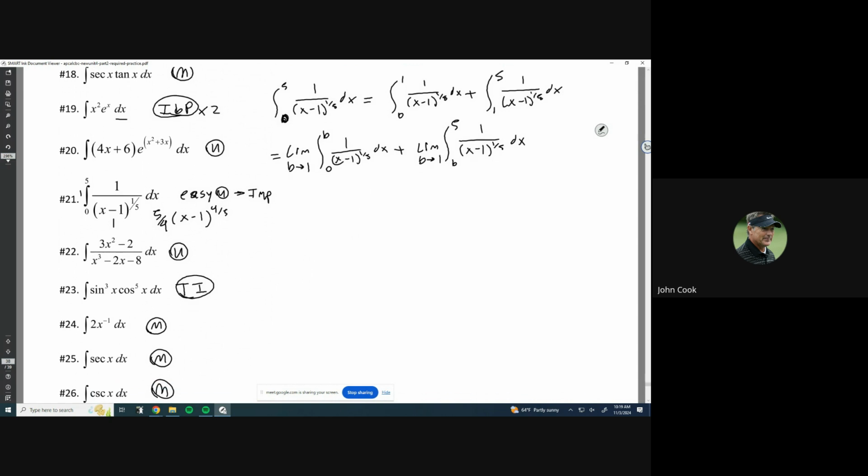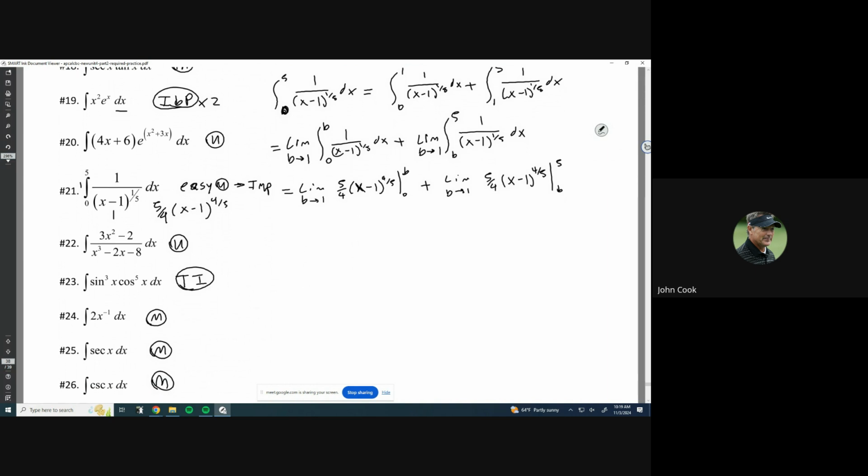Okay, so we already did our antiderivative, and we know what it's going to end up being, so we'll rewrite that. So the limit as b goes to 1 of 5/4 times (x minus 1) to the 4/5 power. We're evaluating it from 0 to b. And then also we're doing b goes to 1 for the same thing, 5/4 times (x minus 1) to the 4/5. Now we're evaluating it from b to 5.